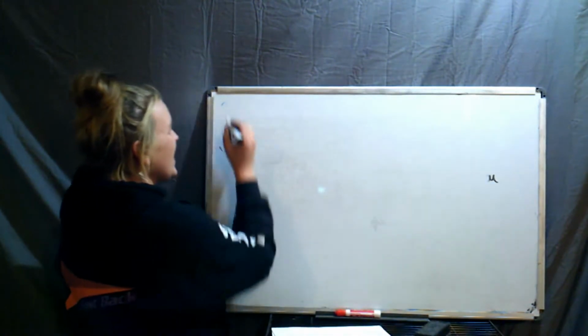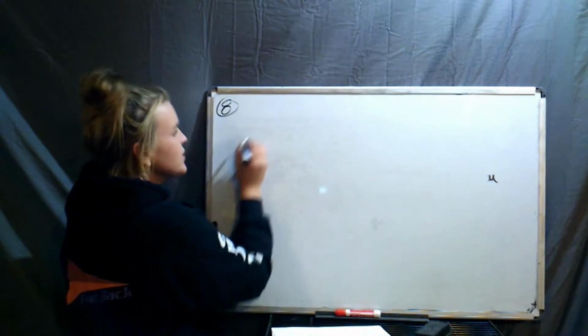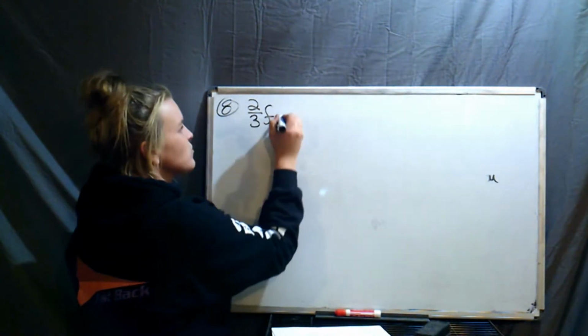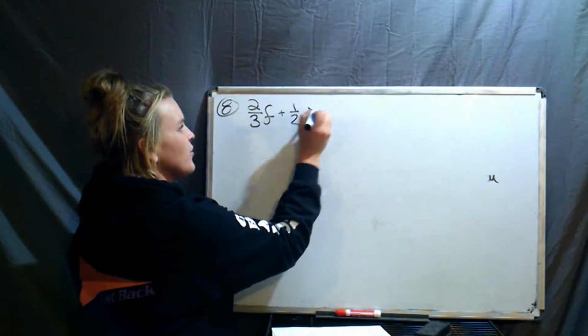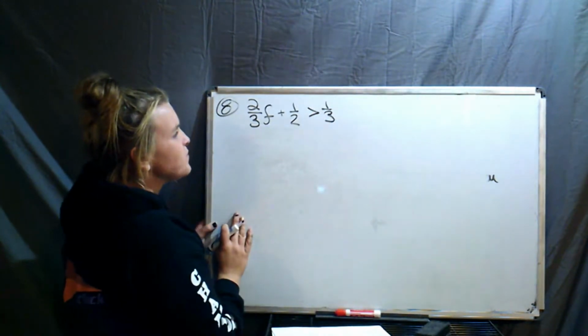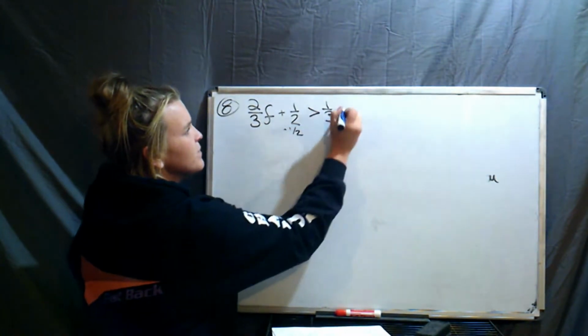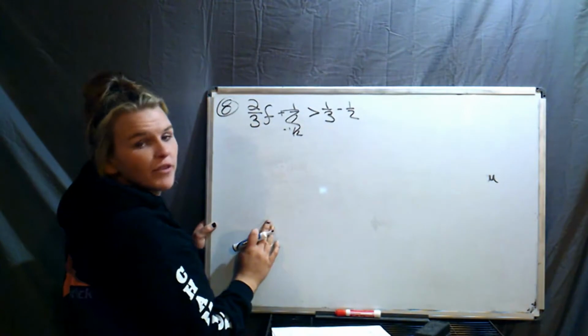So this would be for number 8. I have 2/3 f plus 1/2 is greater than 1/3. Okay. So I need to subtract 1/2 from both sides. These will cancel out. When I subtract 1/2 from over here, what happens?